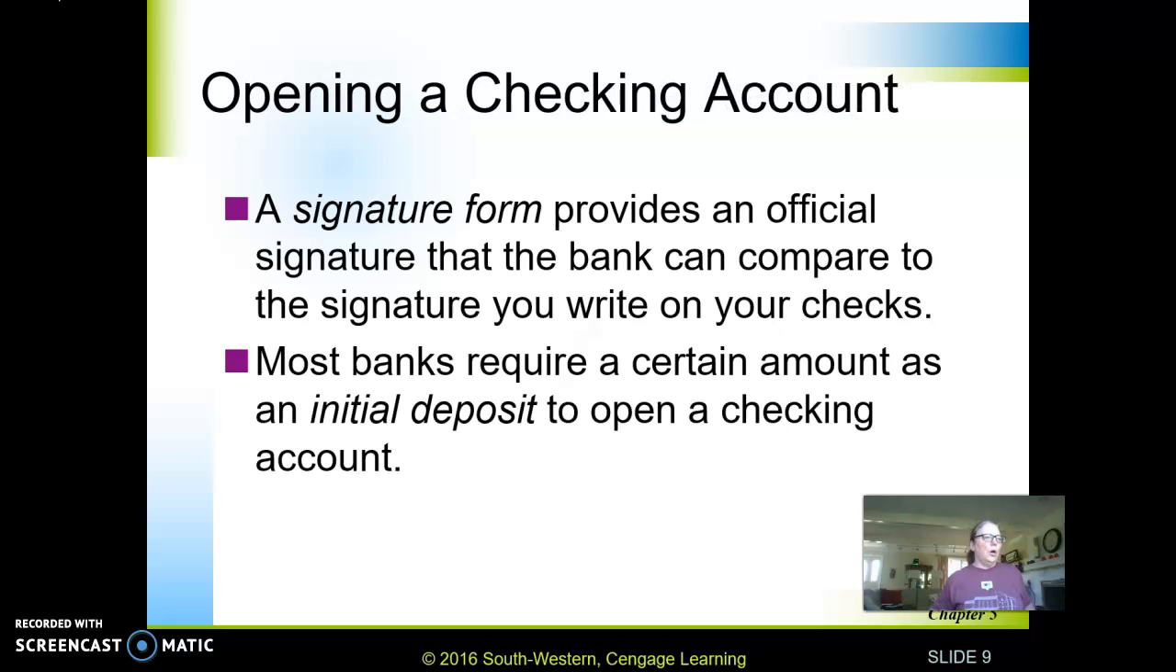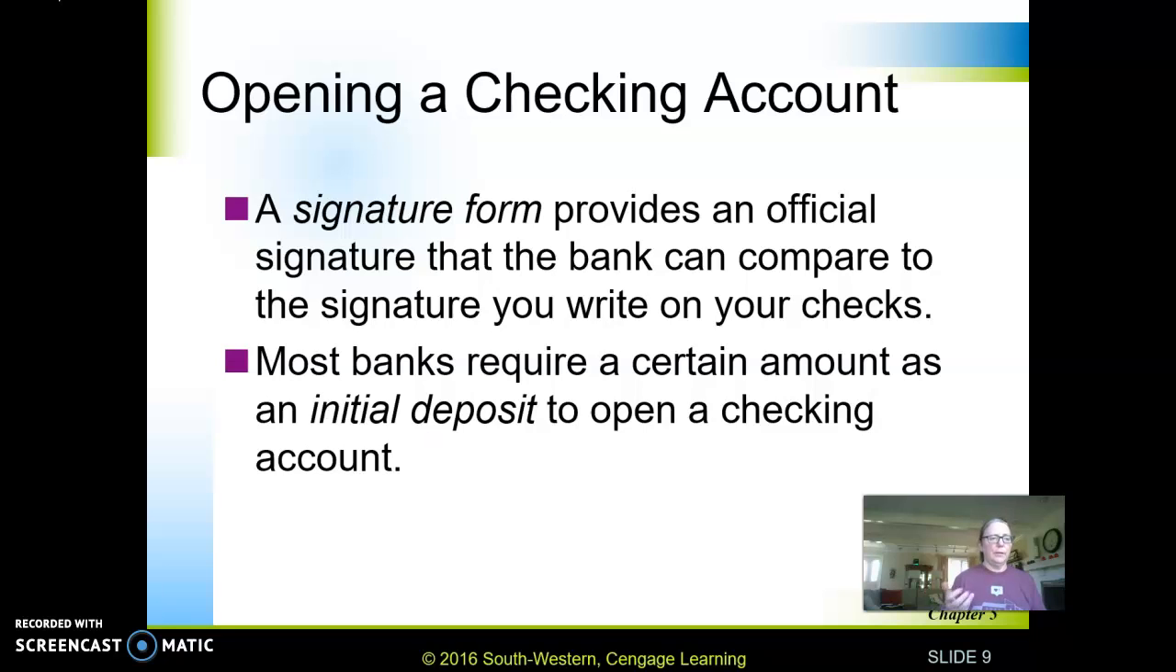So in order to open a checking account, flip, if you would, to page 106 and take a look at that signature form. That signature form is what you fill out with all your information in order for the bank to know whose signature on a check is legally binding so that they should pay it. So that signature that you use on that form is the one you should always use whenever you write a check. And then the bank's going to require that you have an initial deposit.